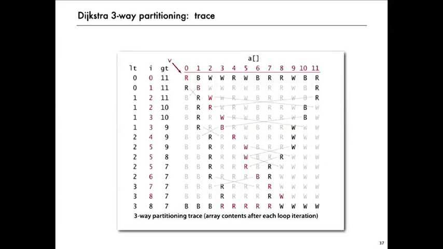Here's a trace of Dijkstra three-way partitioning for his problem, which is when there's just three different values in the file. In our problem, we were treating equal to the partitioning element as one value, less than as another, and greater than as another. And so this trace illustrates how we always make some progress, and eventually we get the file sorted.